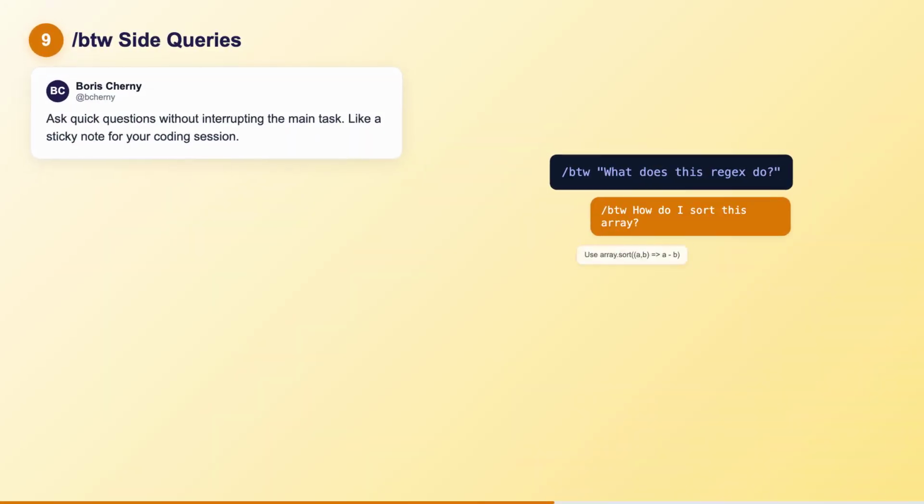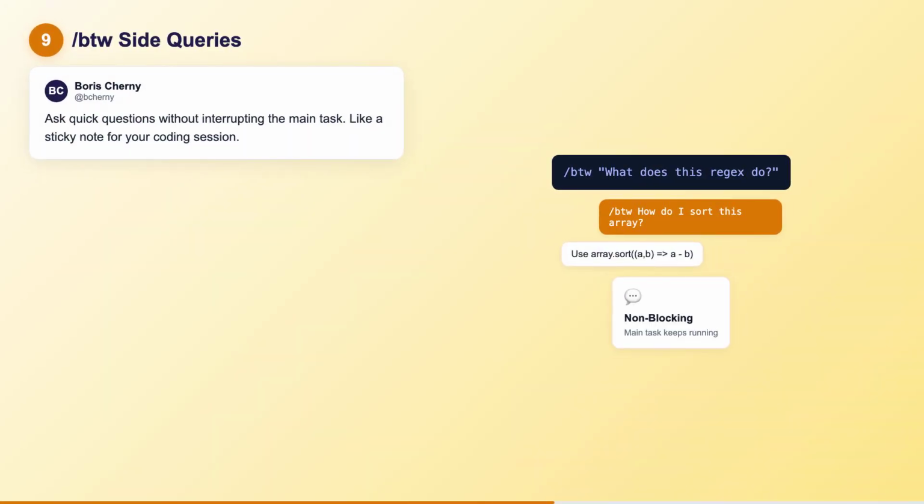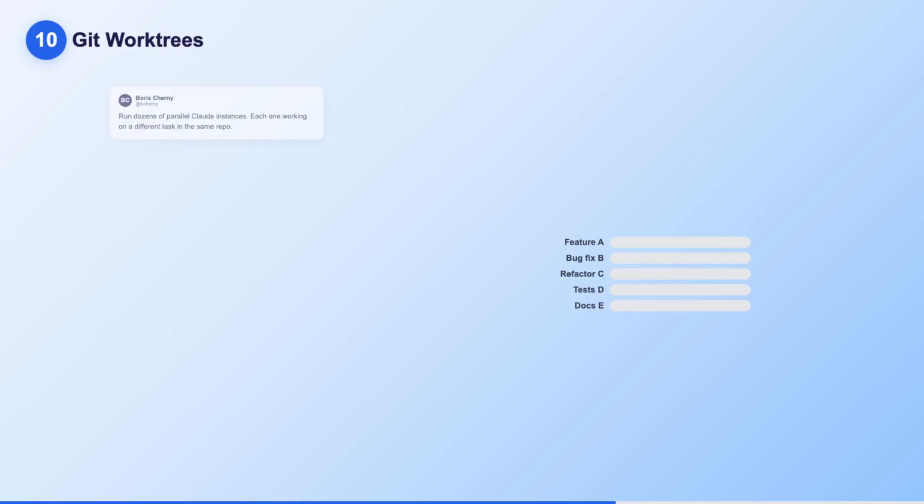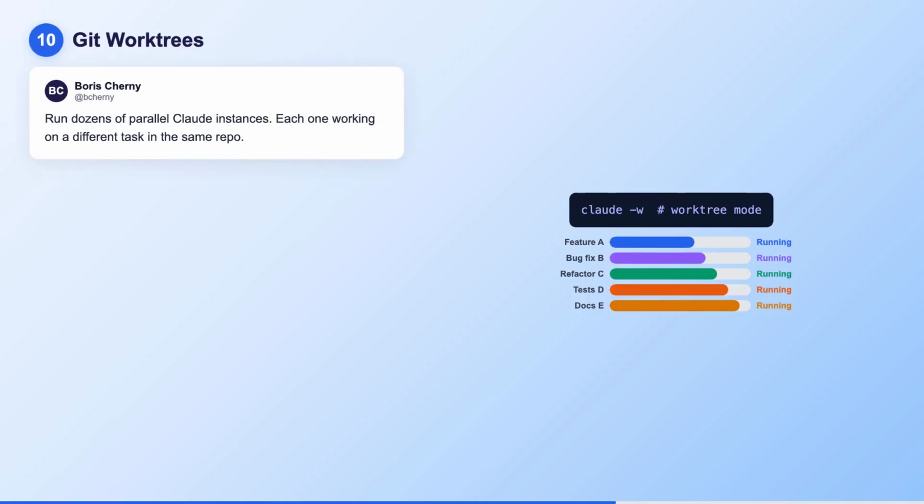Tip 9: /btw for side queries. Need to ask a quick question without interrupting Claude's current task? Type /btw followed by your question. Claude answers without losing context on what it's working on. Simple but incredibly useful.